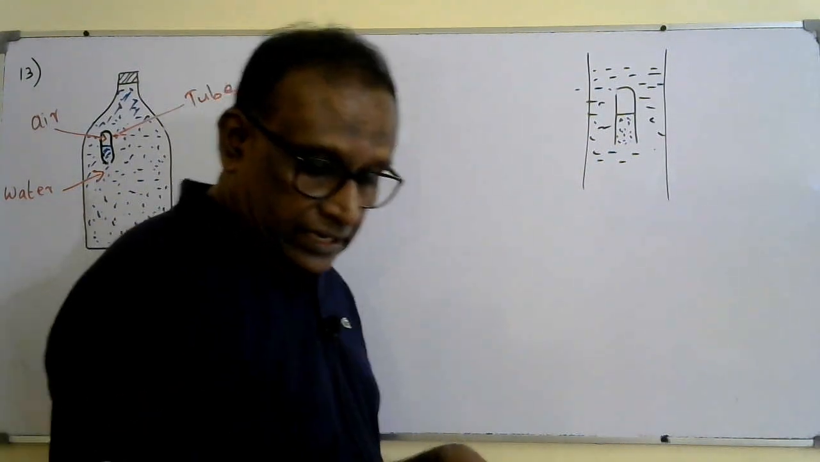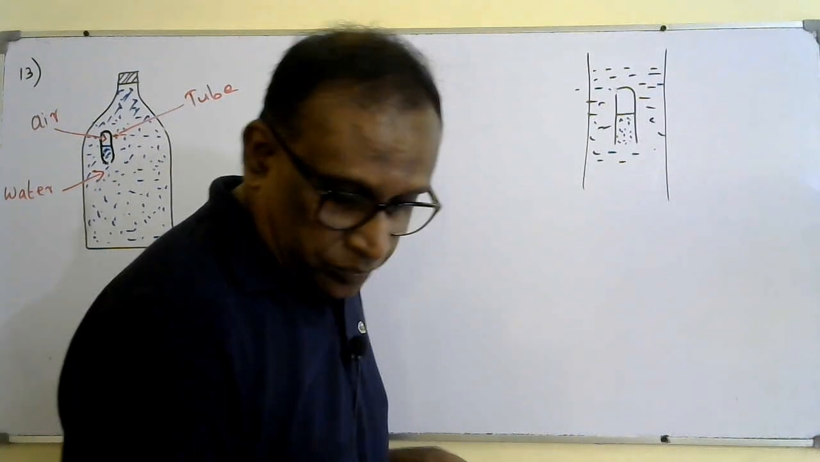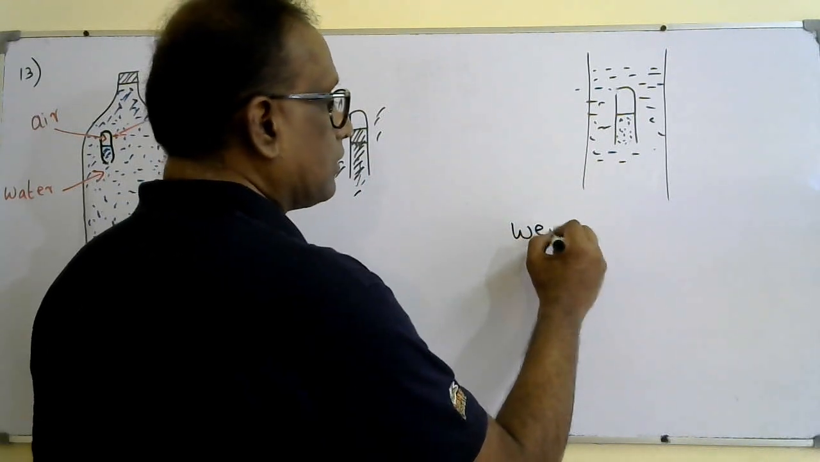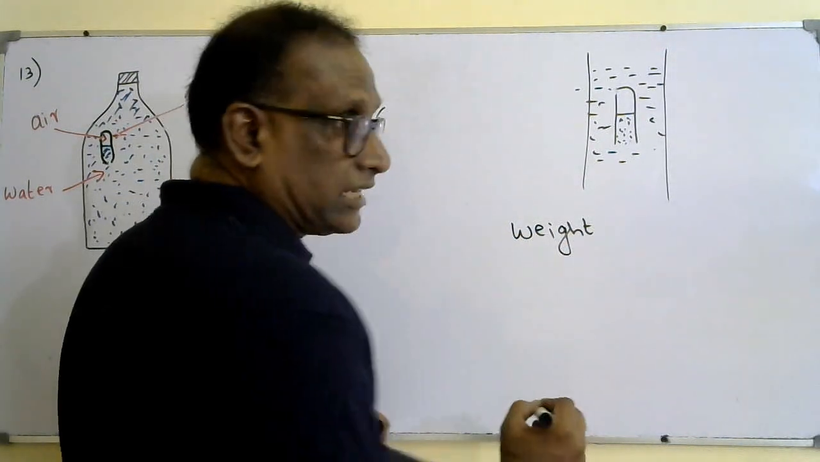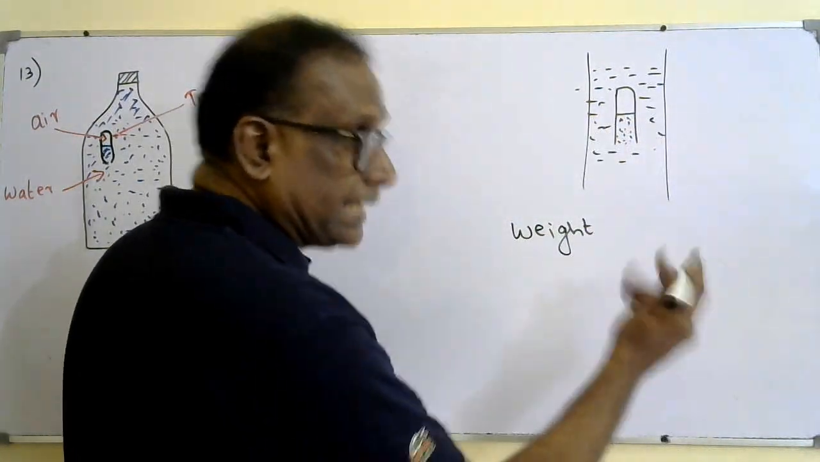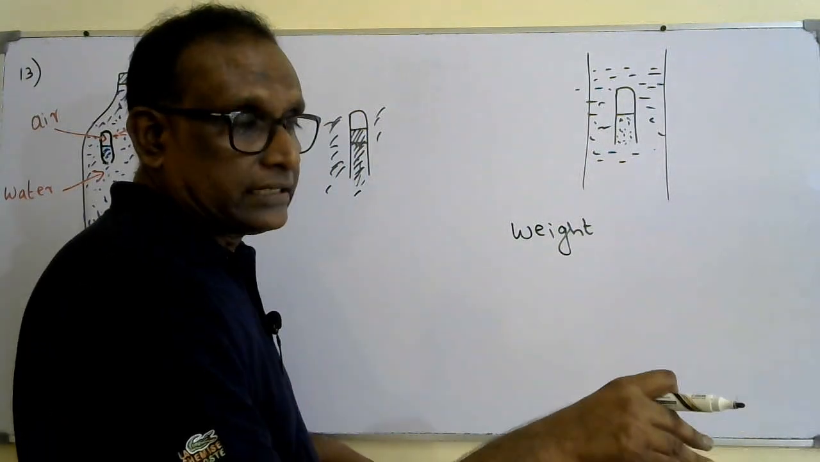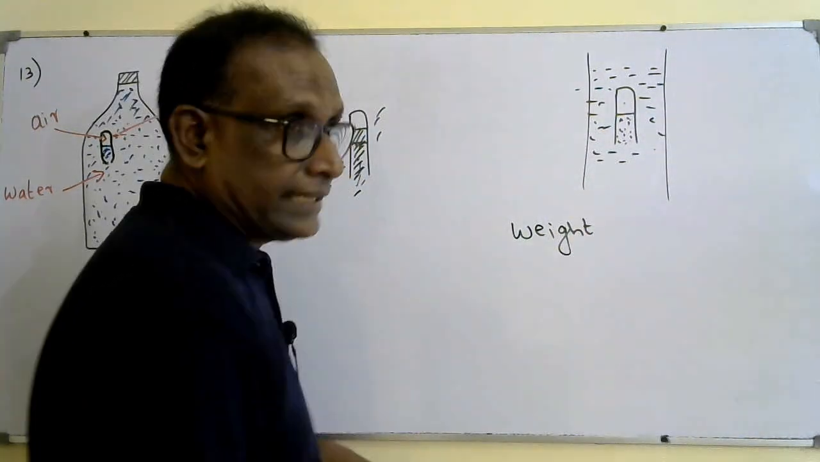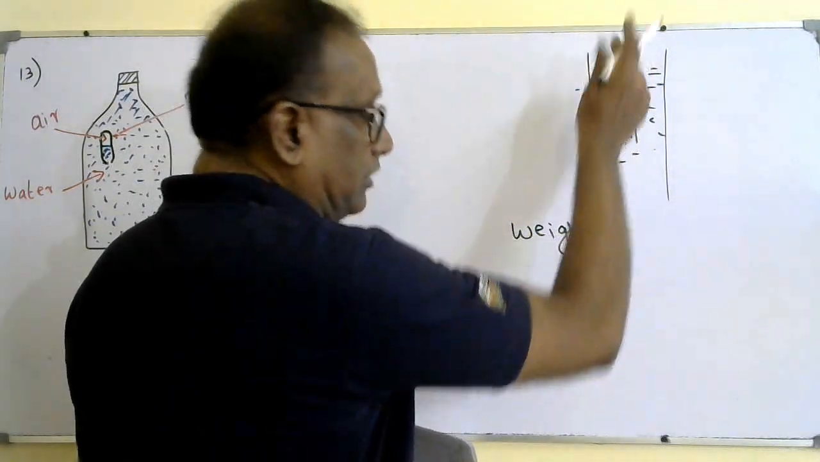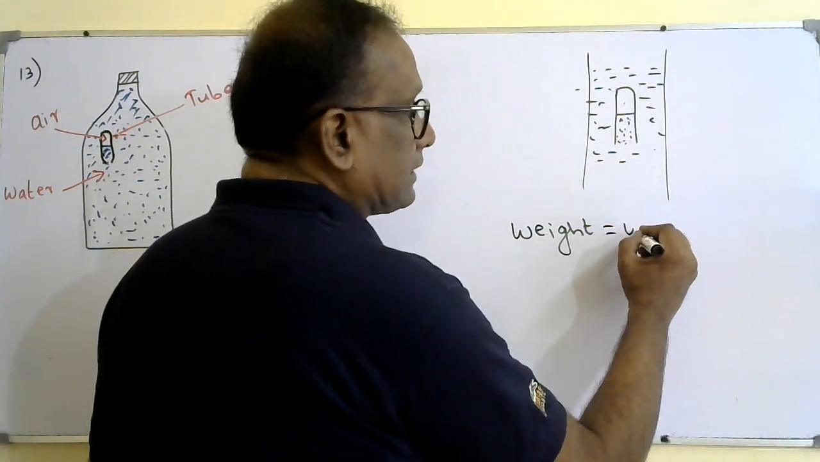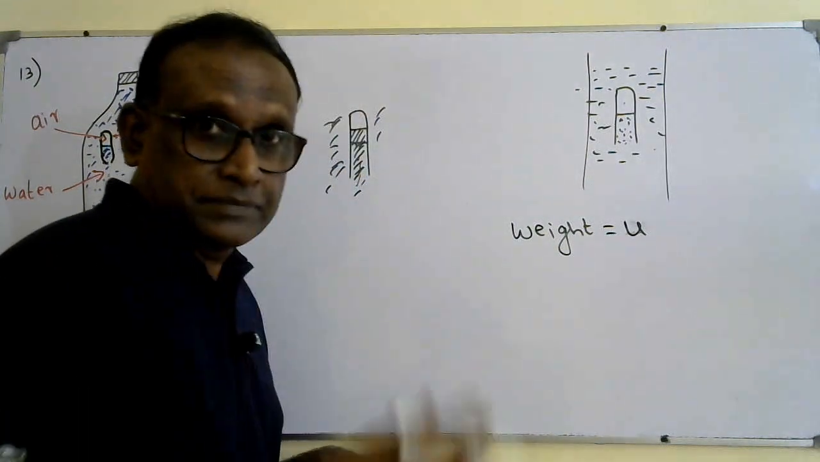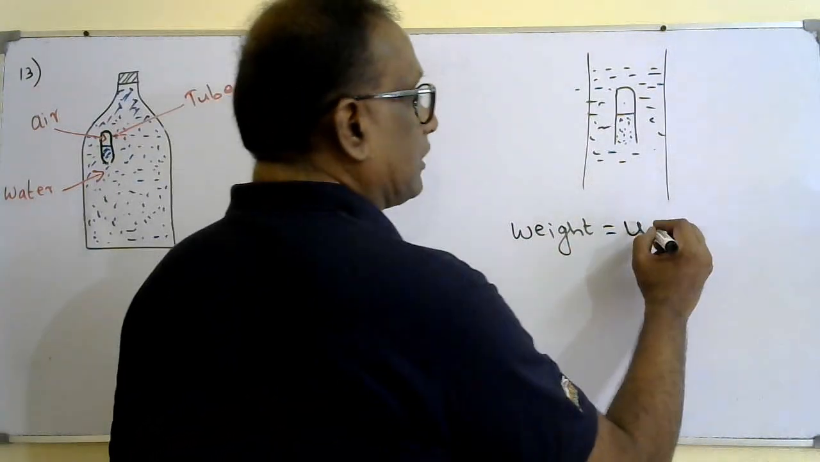So how many forces are acting on the tube? The tube has two forces. One is the downward weight, and the other one is the upthrust. Why is there upthrust? Because of the displaced water, and that region is occupied by the air. Upthrust will be upward, weight is downward, and both should balance each other. So when you consider the equilibrium of the upside down tube, the weight must be equal to the upthrust.